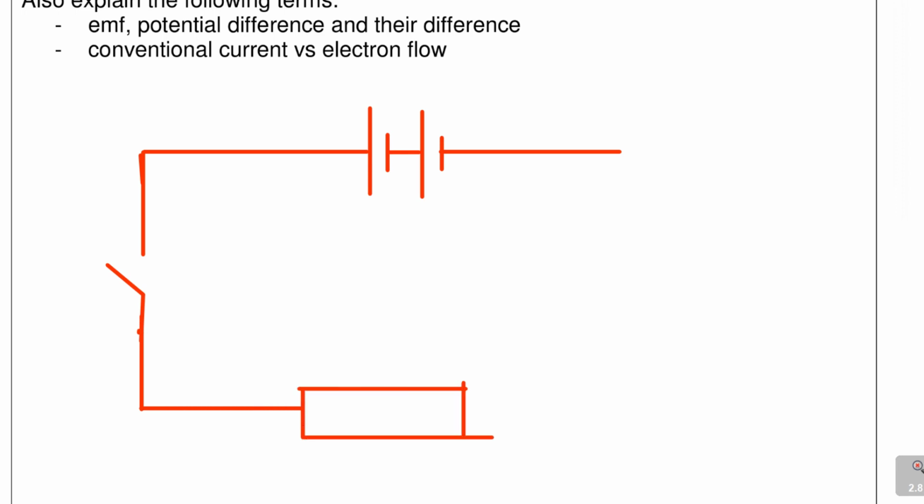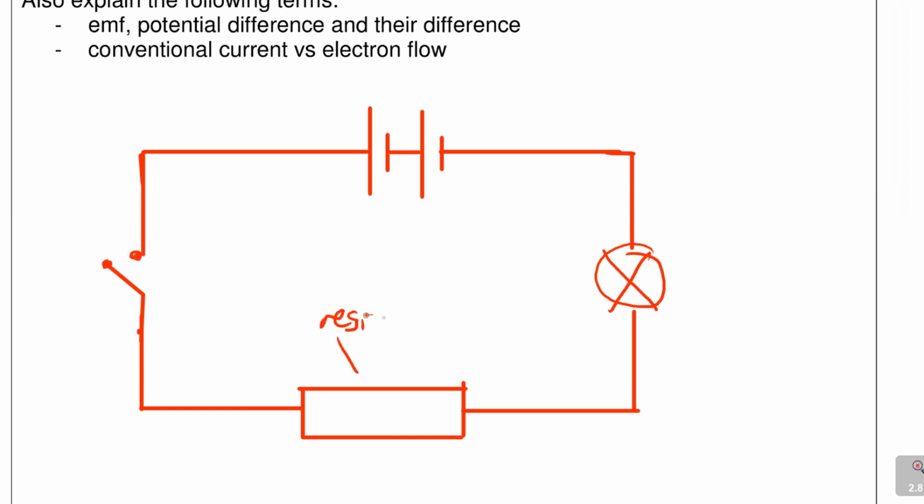And this is just a quick recap from your grade 9. Alright, so here let's have a bulb, and you know how it looks. A bulb with an X there. This switch, you can see it's an open switch. So if you can label it, this is a resistor, and then this is my bulb. Now this is a battery.